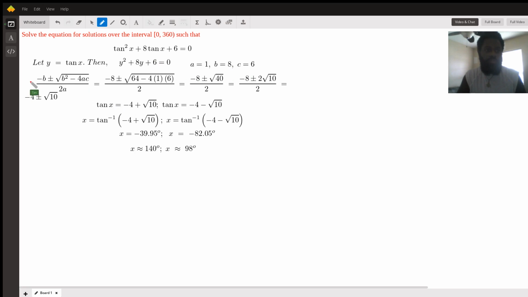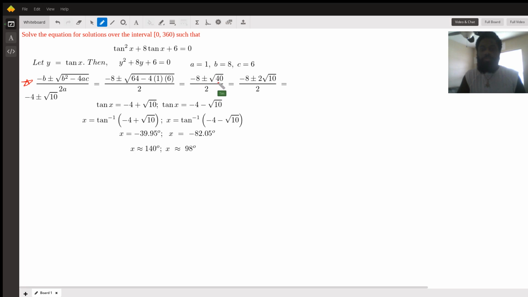Then we use the quadratic formula: negative b plus or minus square root of b squared minus 4ac, all over 2a. So plugging in a, b, and c, negative 8 plus or minus square root of b squared, 64, minus 4ac. Keep in mind 4ac is all being multiplied together. All over 2a, a is 1, so all over 2, equals negative 8 plus or minus square root of 40, because 64 minus 24 is 40, right?